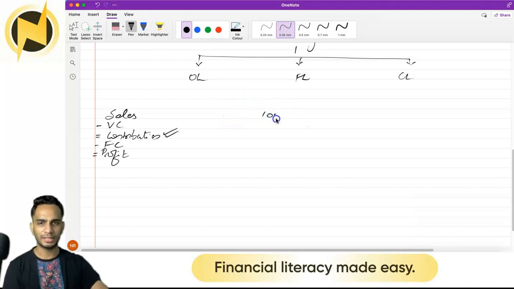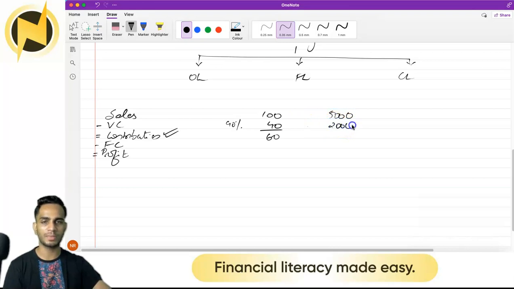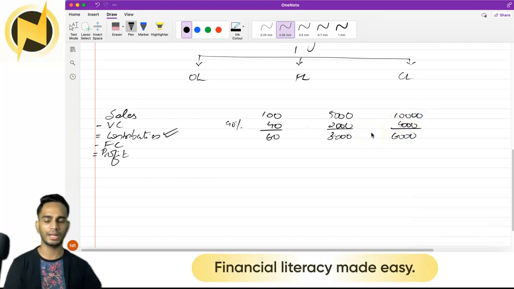Say my sales is 100. I have a variable cost percentage of 40. So whatever I'm selling, 40% comes as variable cost. Less 40%, 60 is what I'm getting as contribution. Say my sales is 5,000, with variable cost percentage of 40. So 2,000 goes as my variable cost, and 3,000 is what I'm getting. I'm selling at 10,000 with variable cost of 40%, so 4,000 is my variable cost and 6,000 is what I'm getting. Now, what do you notice here?